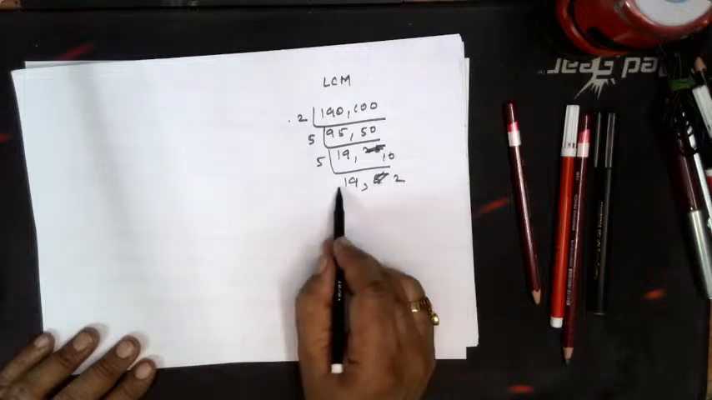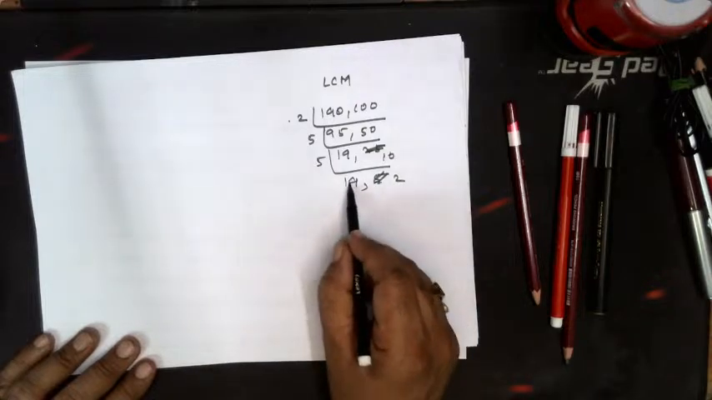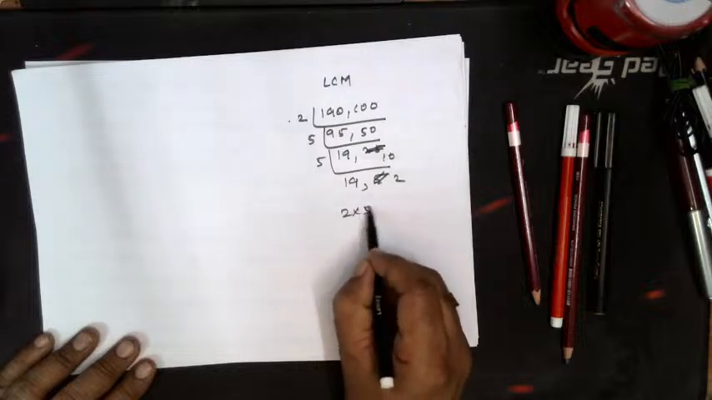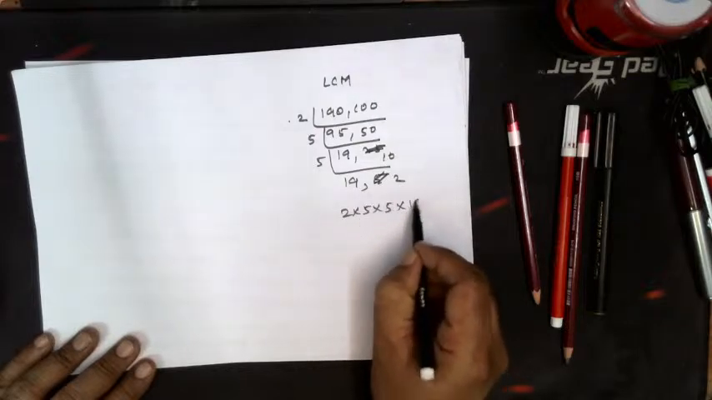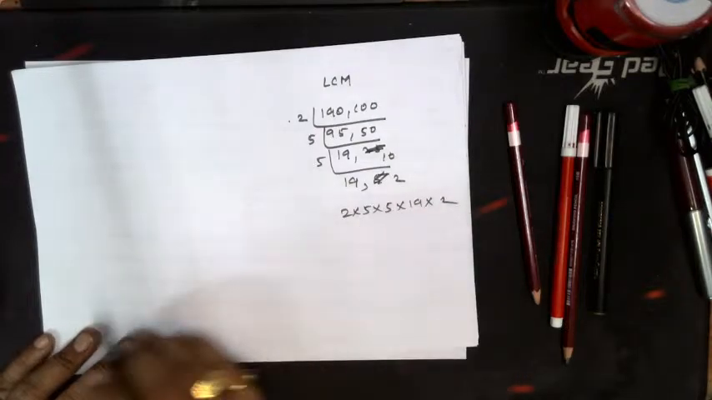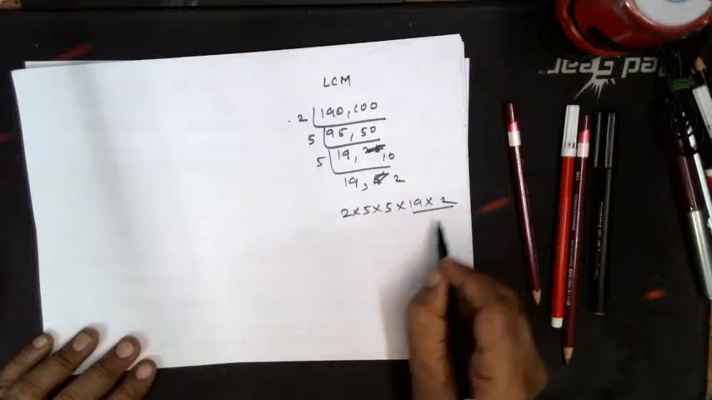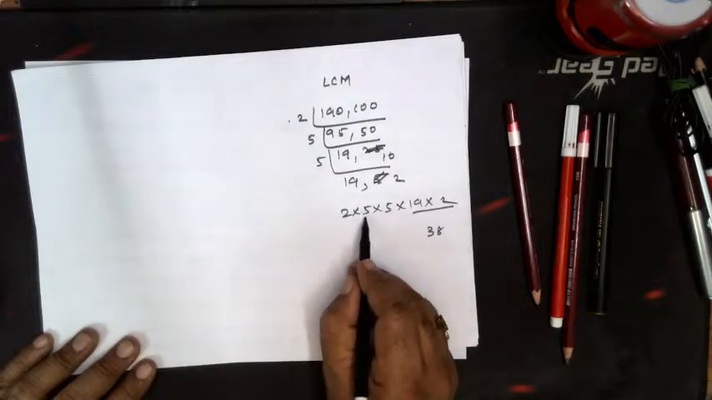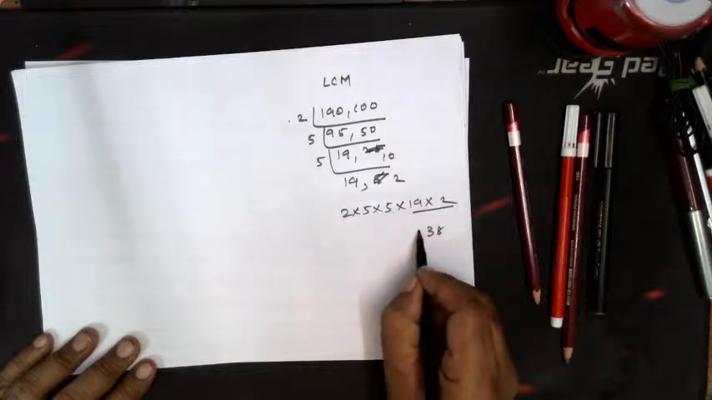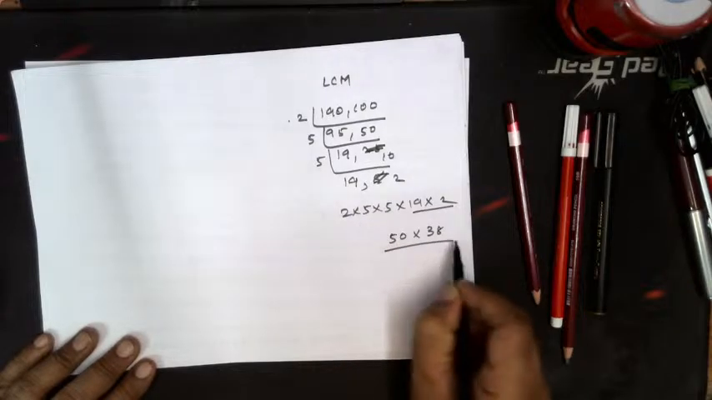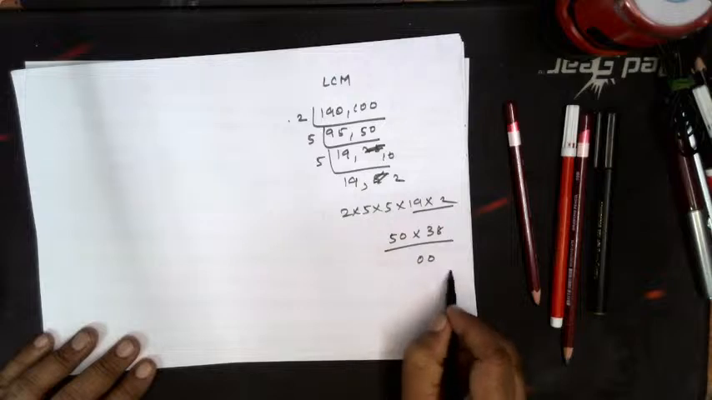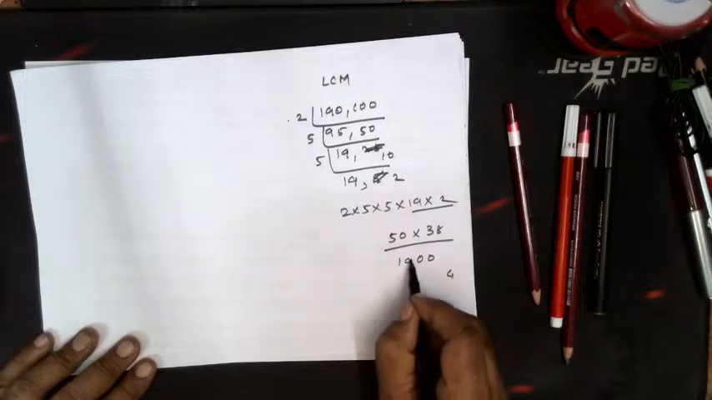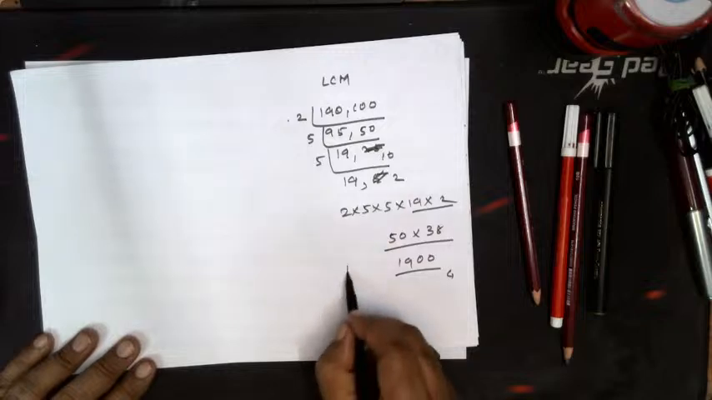So 2 into 19, 38. You can put it like this: 2 into 5 into 5 into 19 into 2. Do you understand? So 19 into 2, 38. 2 into 5, 10. 10 into 5, 50. So multiply again, 0, 5 8s are 40, balance 1, 5 3s are 15 plus 4, 19. So 1900 is the LCM.